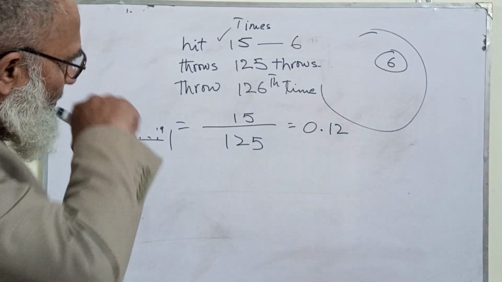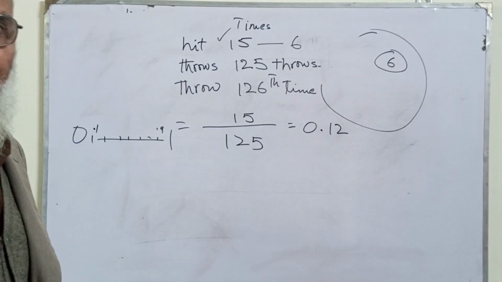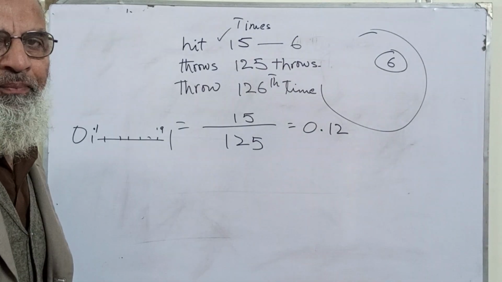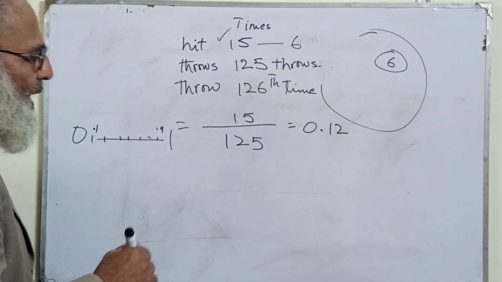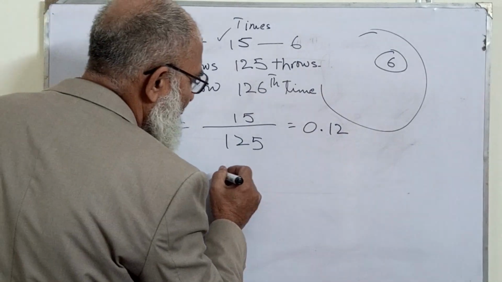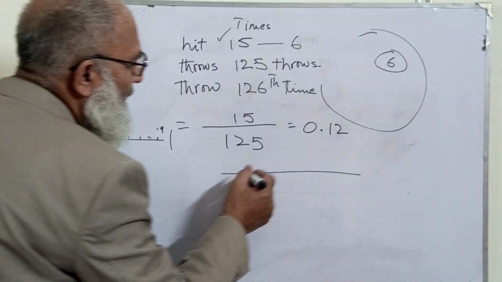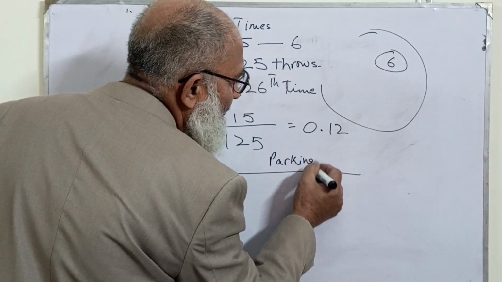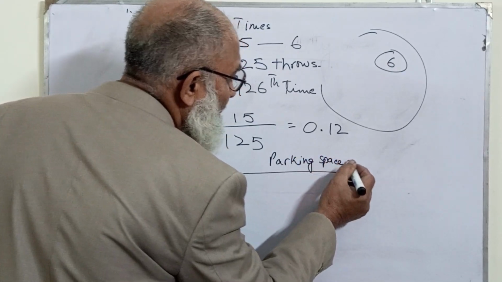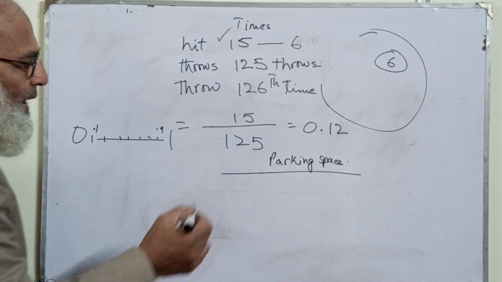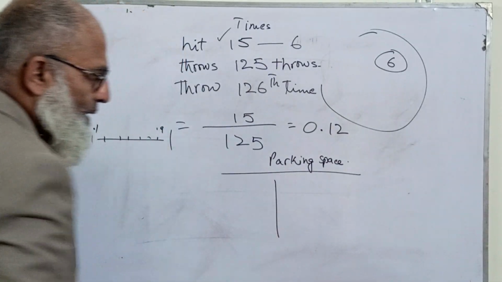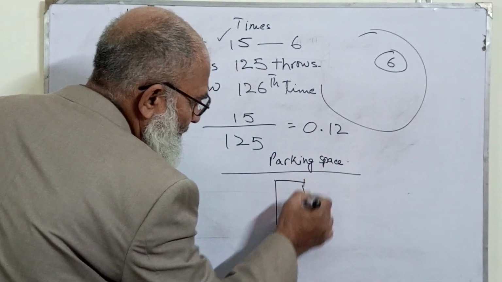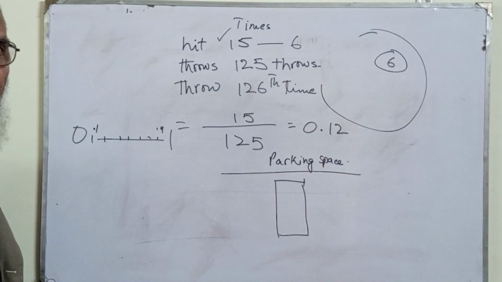Now I am going to tell you a very interesting example which I read when I was studying probability. A car. There was a parking space here, and a car came and he parked his car over here.